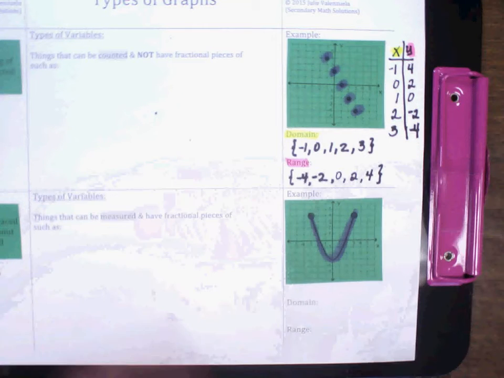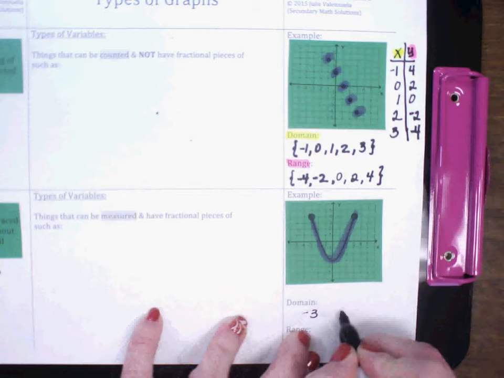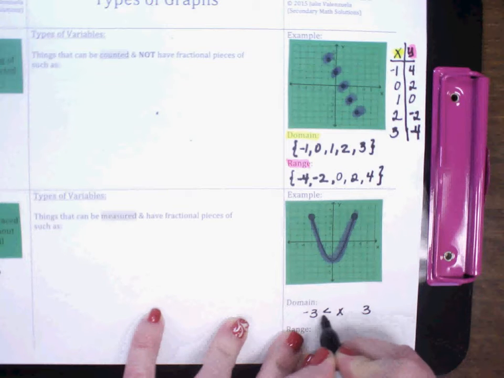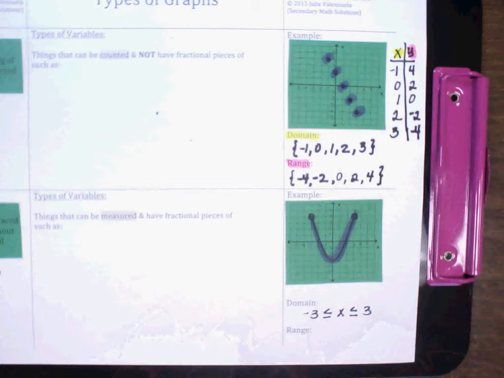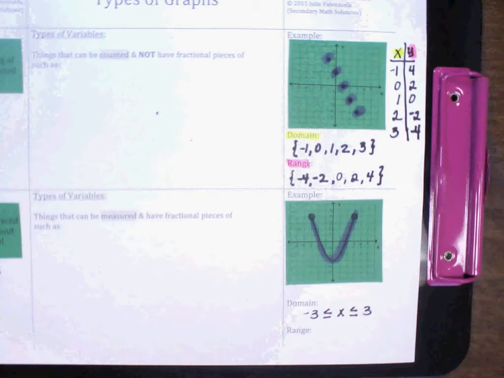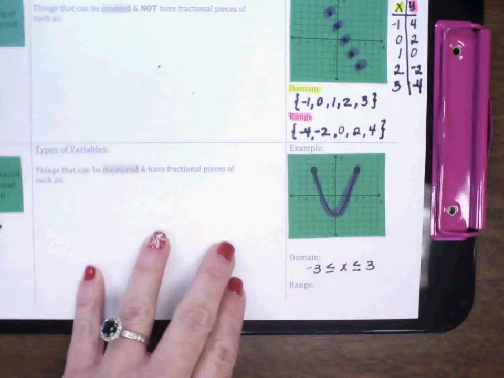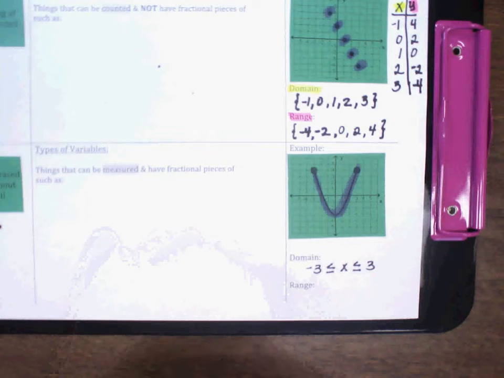All right, let's do the next one. Domain. Can I restrain? Yes, because it has those dots at the end that tells me that it ends, right? So from what to what? Negative 3 to positive 3. So negative 3 is less than or equal to x, which is less than or equal to positive 3.